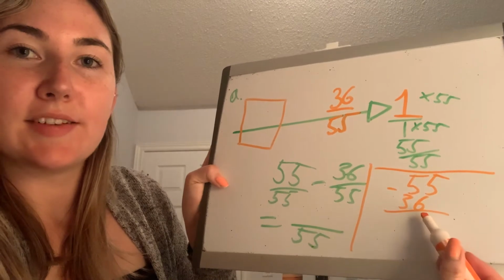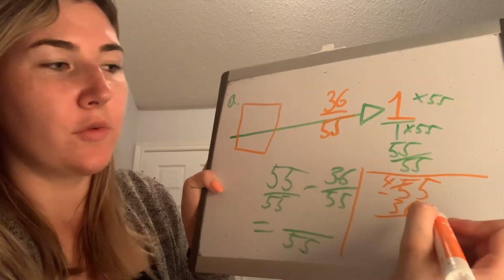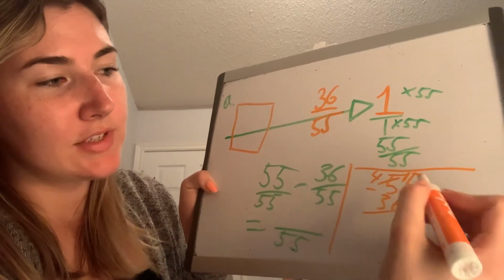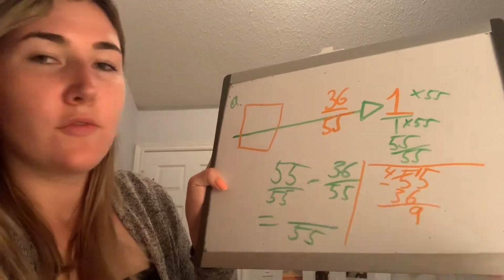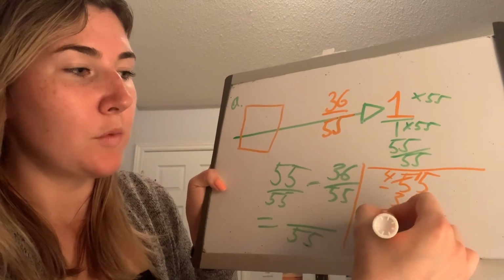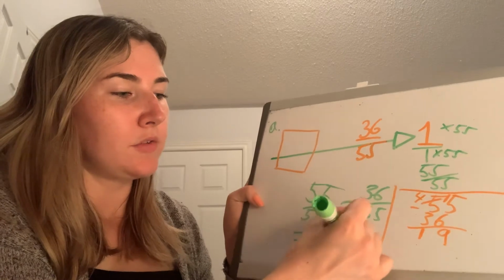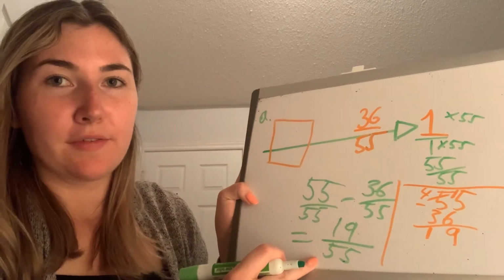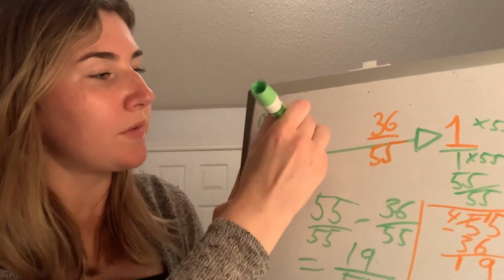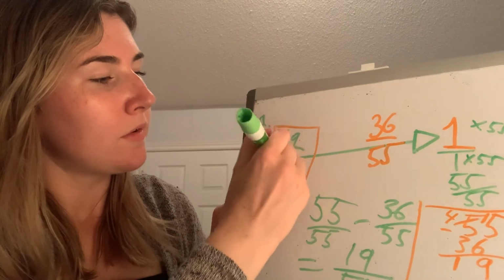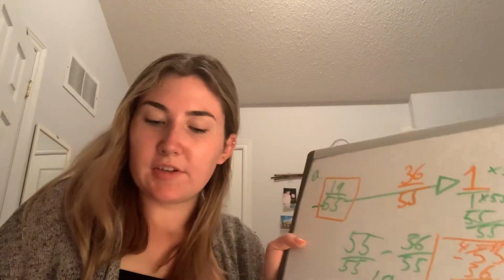Well, 5 minus 6, we know we can't do that, so let's borrow from our other number. This becomes a 4. We'll turn this into a 15, so we have 15 minus 6, which will give us 9, and then 4 minus 3, which will give us 1. So there's our new top number. So our answer is 19 over 55. So we'll plug this back into our number family. We have 19 over 55. So now you can pause this video and finish B and C.